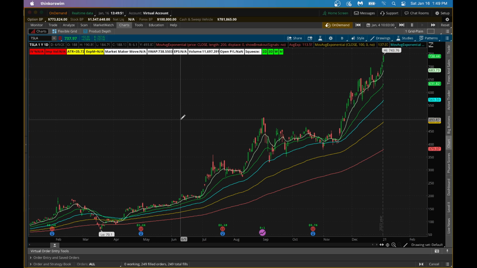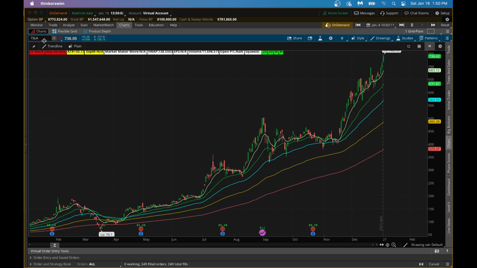Today is Jan 4th, 2020, around 10 o'clock. It's a Think or Swim on demand platform. So let's look at one of my favorite stocks, which is Tesla.